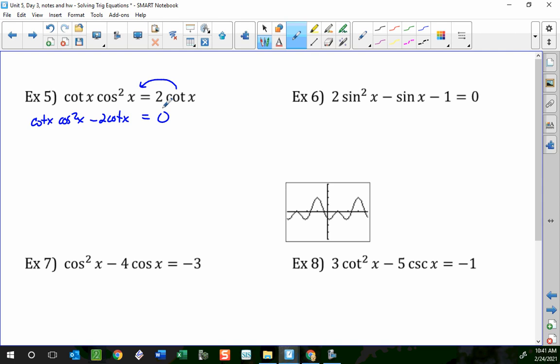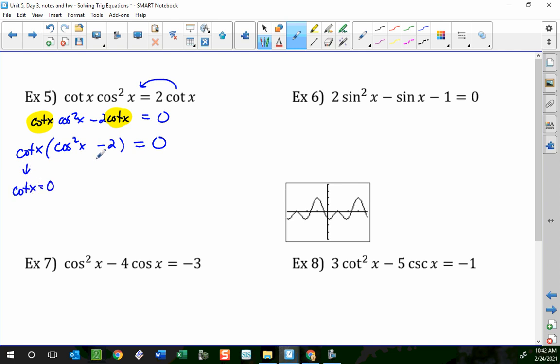Notice here we have something in common. I have a cotangent and another cotangent. I'm going to factor cotangent out. Then I get cosine squared minus 2. When we factor, we set each part equal to 0. So for this part, I get cotangent x equal to 0.